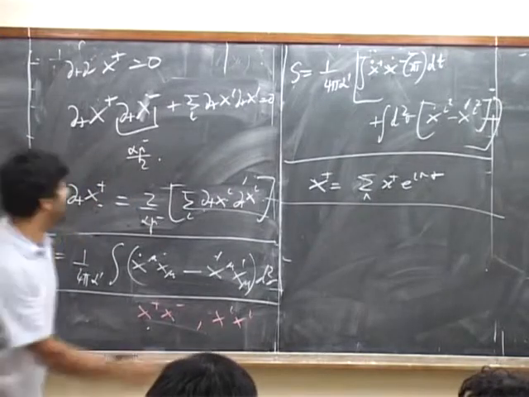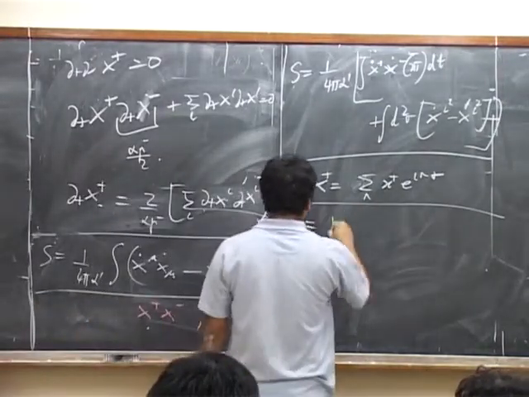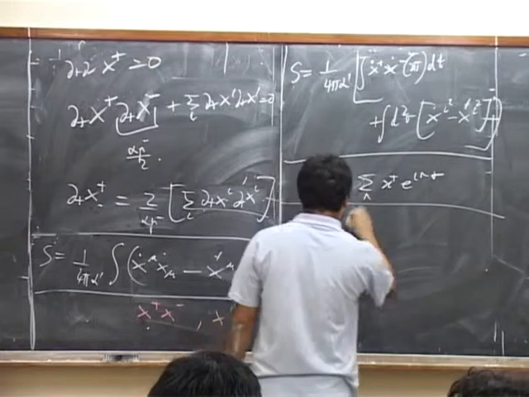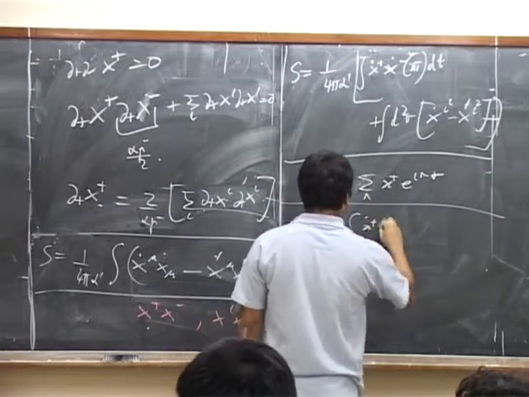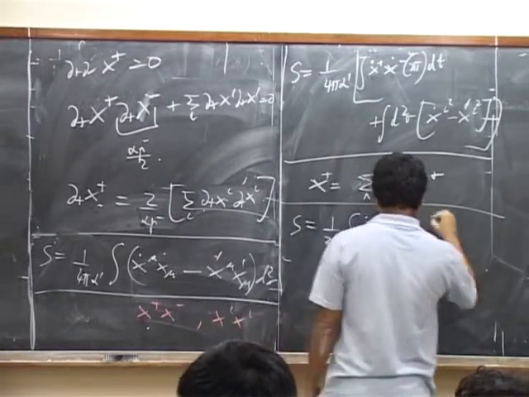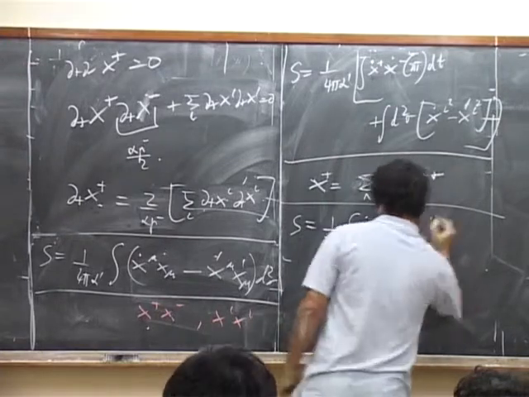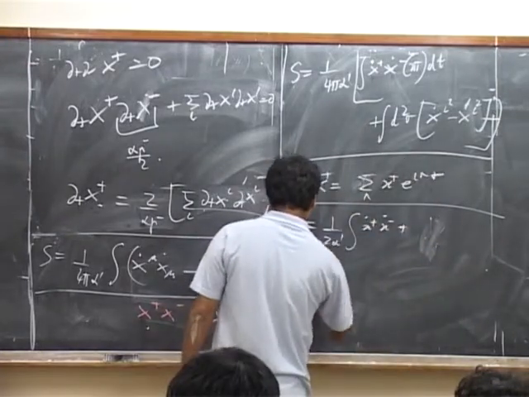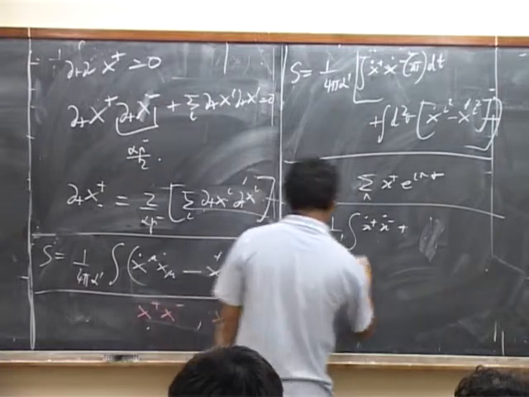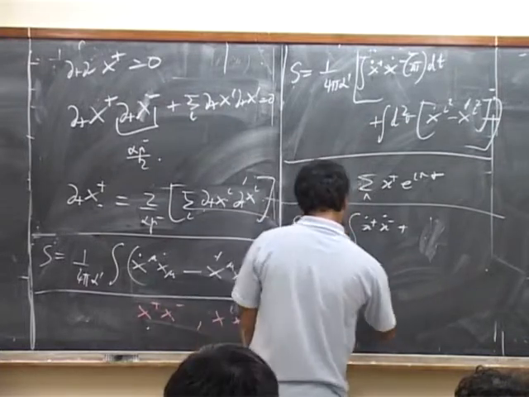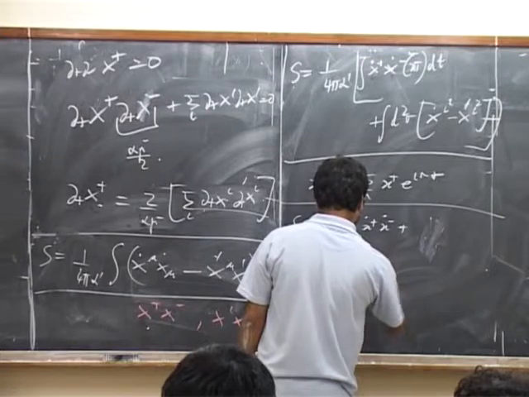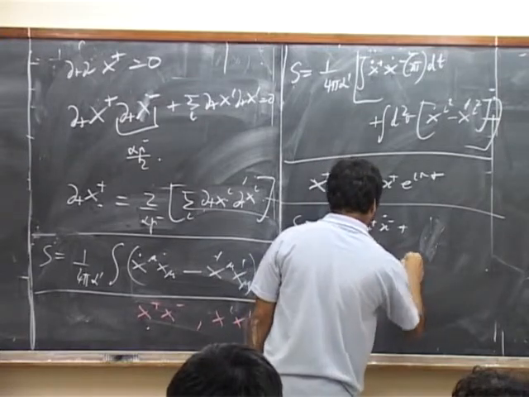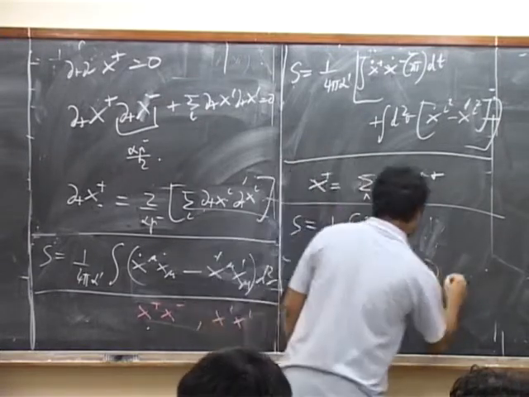So the net conclusion then is that we're interested in the action 1 over 2 alpha prime x plus dot x minus dot, plus 1 over 4 pi alpha prime, xi dot the whole thing squared minus xi prime the whole thing squared, d2 sigma.